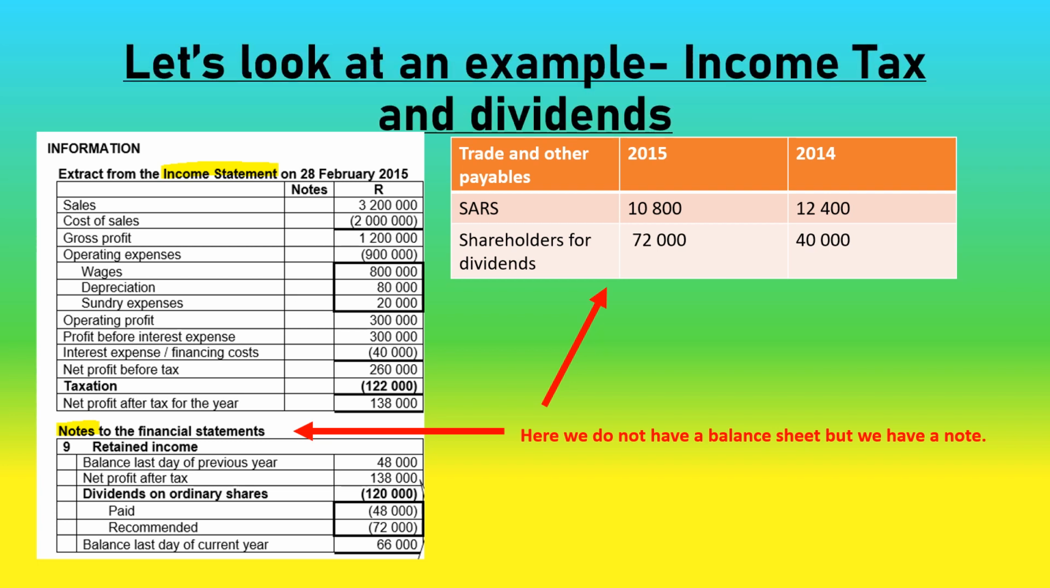So let's look at an example of an income tax and dividend note that you'll commonly do. In this example I've shown you, we do not have a balance sheet, but we have a note. The note once again is a breakdown of your balance sheet. So here you can actually see more clearly what the amount on your balance sheet is made of.